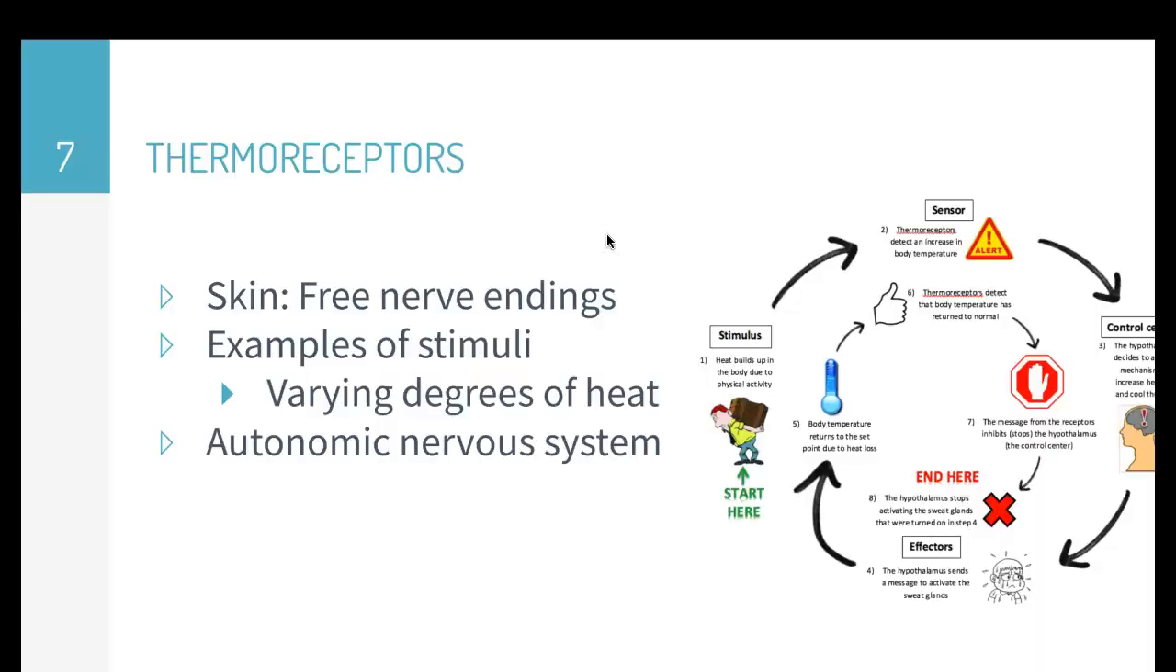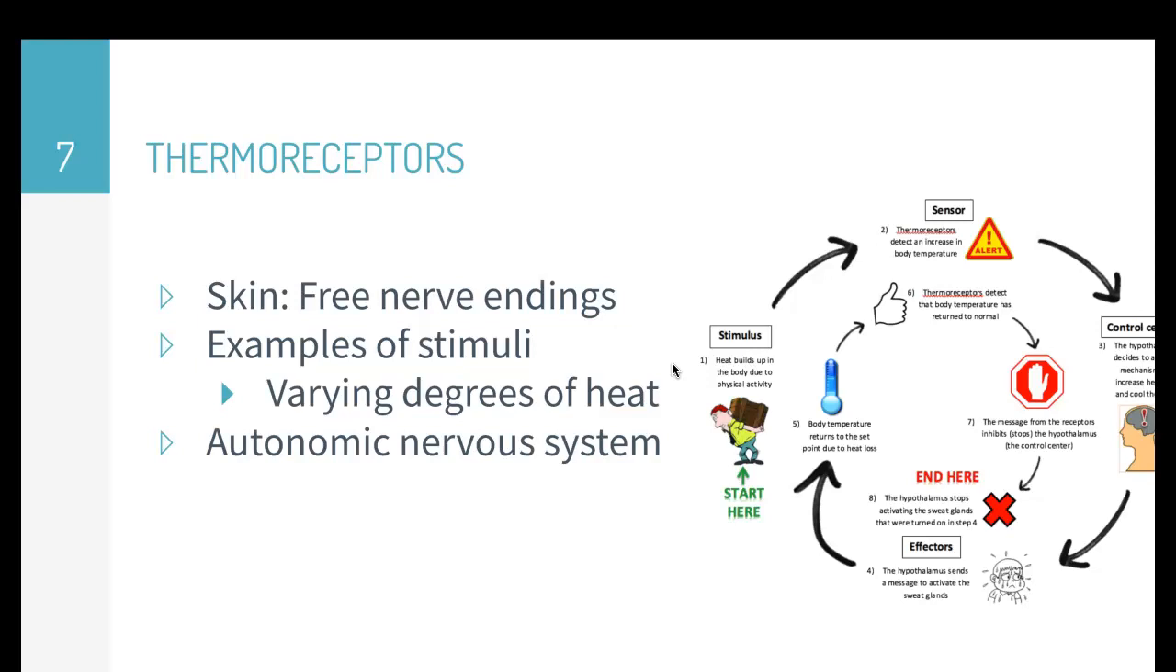And lastly, we have thermoreceptors. And on the skin, thermoreceptors take the form of free nerve endings. But thermoreceptors are found everywhere in the body, including the central nervous system, because one of the main functions of the body is to maintain temperature homeostasis.